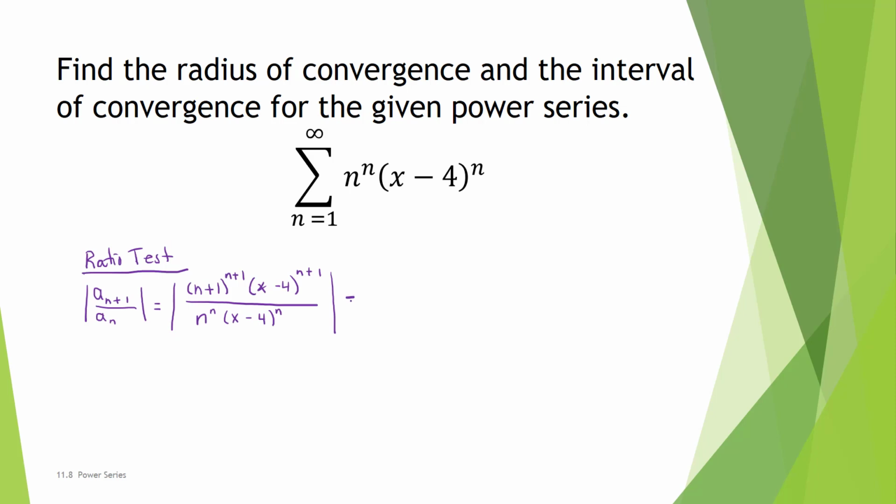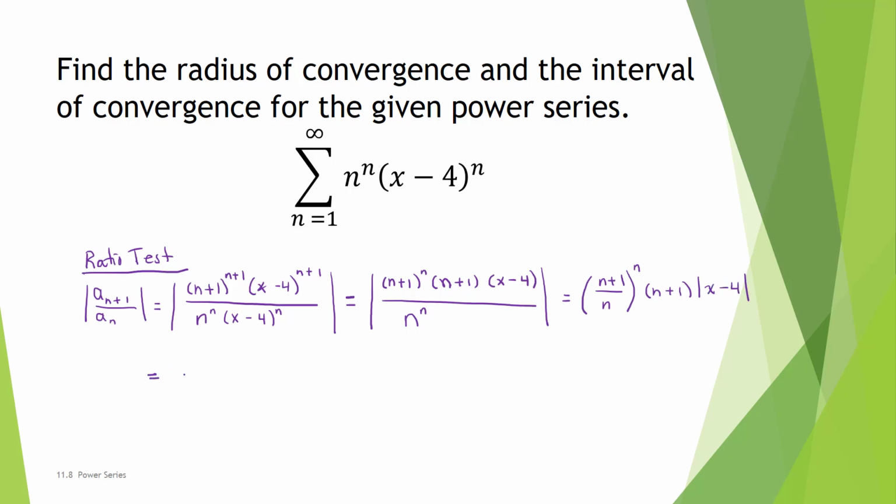We can rewrite (n plus 1) to the power n plus 1 as (n plus 1) to the n times (n plus 1). And we can cancel n factors of x minus 4, leaving us one factor of x minus 4 on the top, and the n to the n power on the bottom. Now the two expressions raised to the nth power can be combined as the fraction (n plus 1) divided by n raised to the nth power. Then we multiply by n plus 1 and the absolute value of x minus 4.